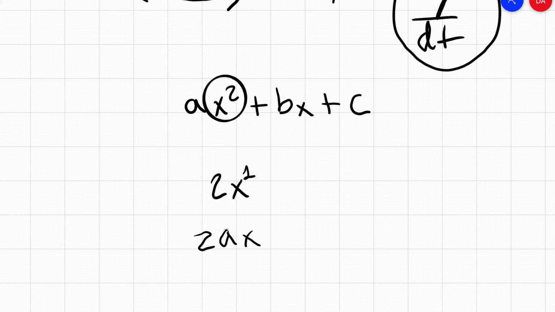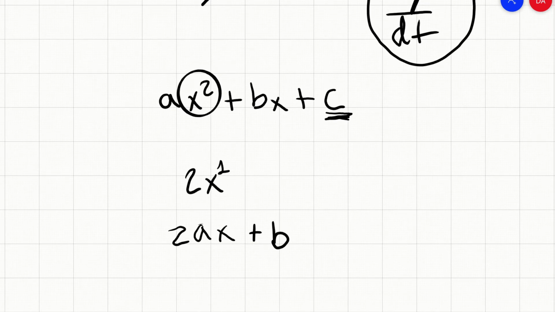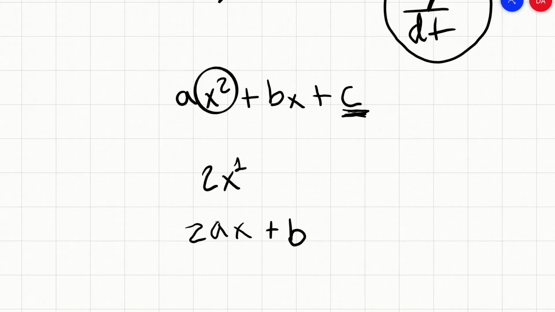2ax, plus b, and no x because x is just x to the 1. 1 minus 1 is 0. So anything to the power of 0 is 1. So this is b times 1, so just b, plus c, and c is a constant, and the derivative of a constant is just 0, because a constant doesn't change at all with time. There's no derivative. So we're left with 2ax plus b.